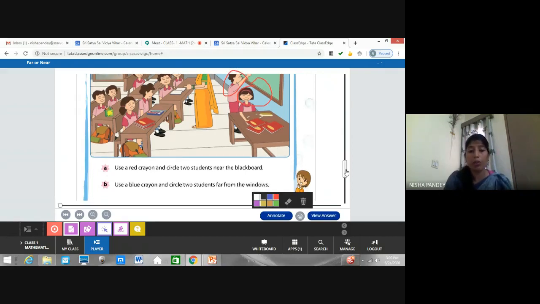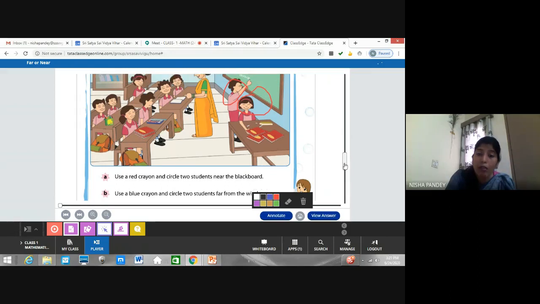Use a blue crayon. Which crayon you have to use? That is very important here. Blue crayon. And what you have to circle? Circle two students far from the windows. Okay, so you have to circle two students with blue crayon, but from which object you have to see, they are far from windows.